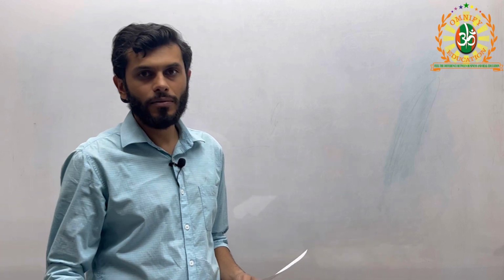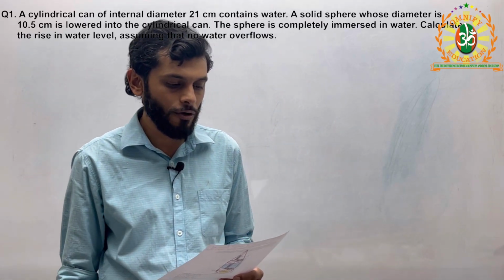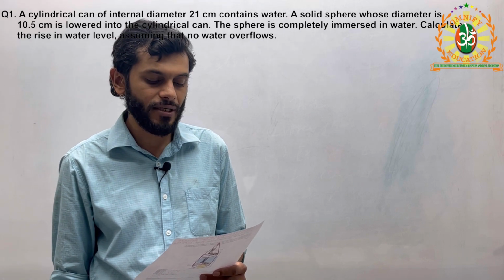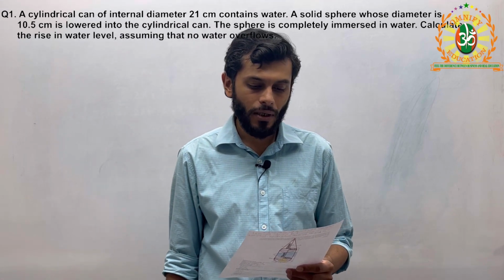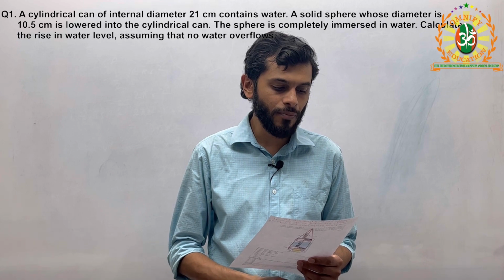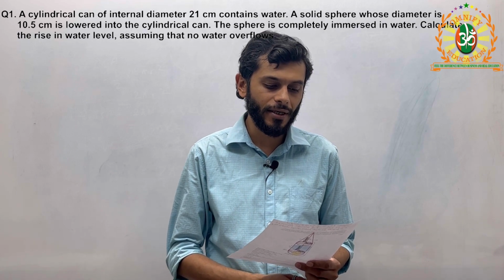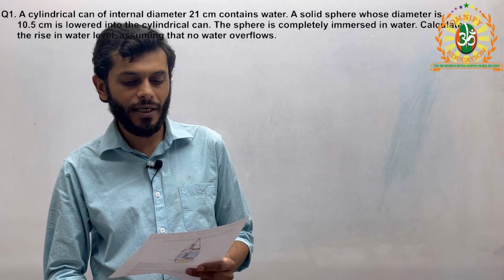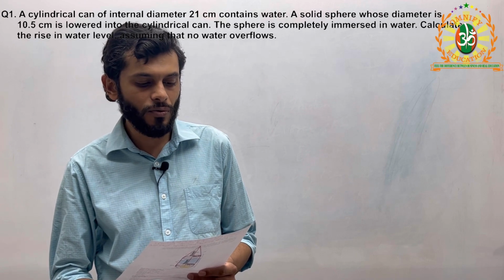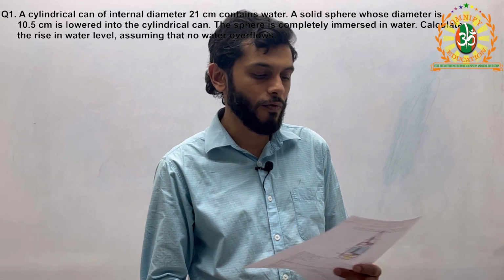These are all the formulas based on different figures. Now we will apply these formulas in questions. Now let's take up a question. The first question is: a cylindrical can of internal diameter 21 cm contains water. A solid sphere whose diameter is 10.5 cm is lowered into the cylindrical can. The sphere is completely immersed in water. Calculate the rise in water level assuming that no water overflows.